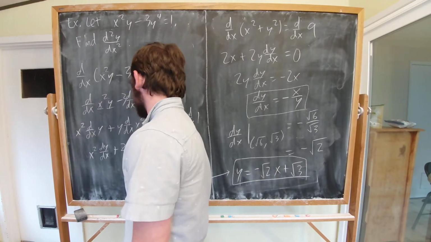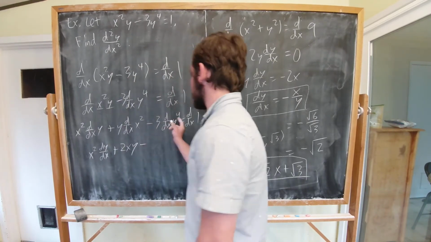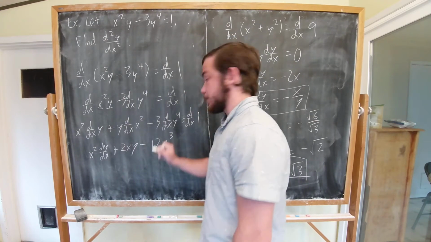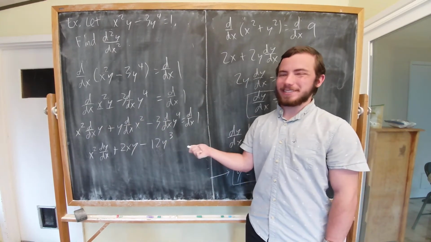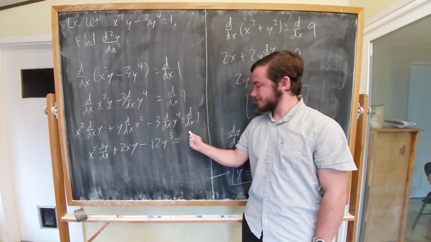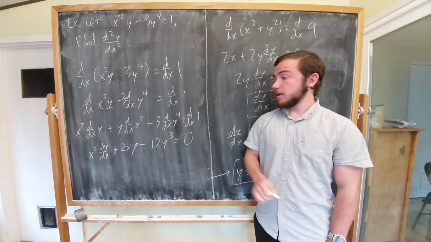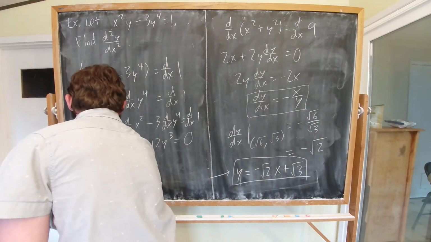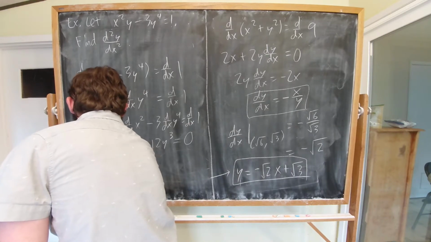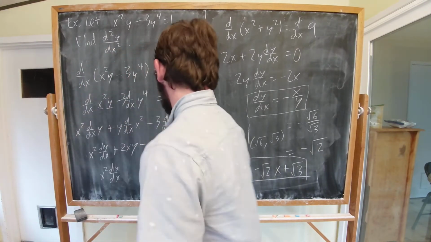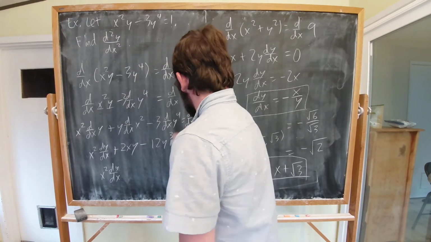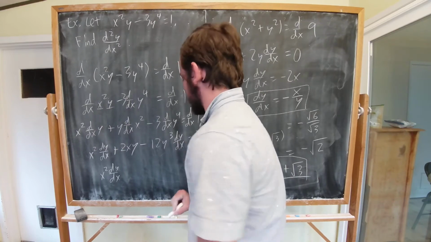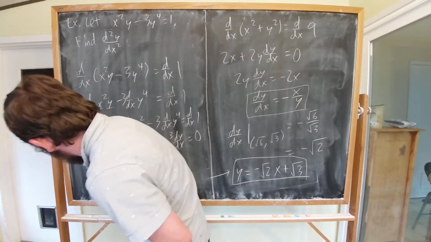So 2xy minus 4 times 3 is 12, so we're going to have 12y cubed. d/dx of 1 is just 0. Alright, let's get that first derivative by itself. dy/dx times x squared. Sorry, I missed a dy/dx there. How foolish of me, messing up my own calculus class.